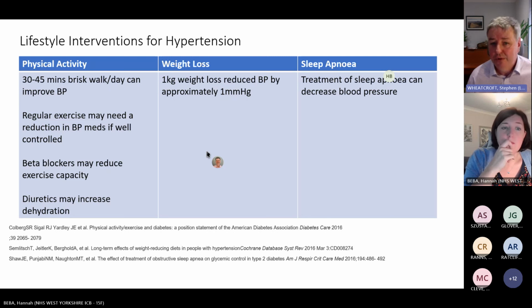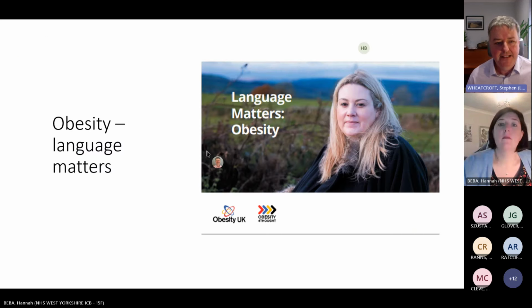Weight loss is really important. So 1 kilogram weight loss can reduce blood pressure by approximately 1 millimeter of mercury. And it's increasingly recognized that sleep apnea can have a major impact on hypertension, and often blood pressure control in people with somewhat difficult to control blood pressure can be revolutionized by tackling sleep apnea. Next slide. So back to you, Hannah.